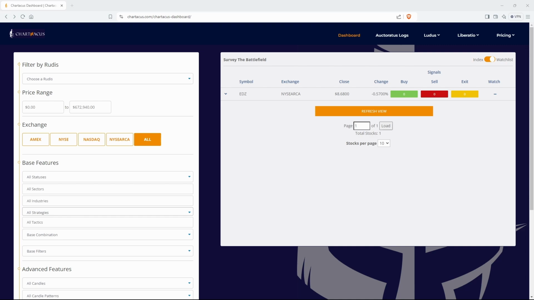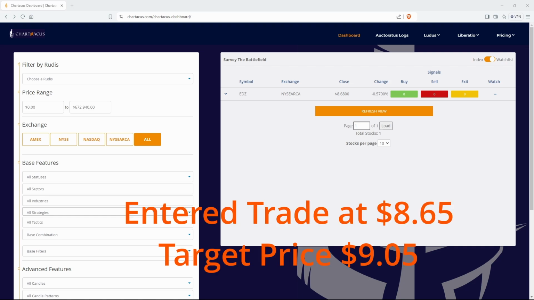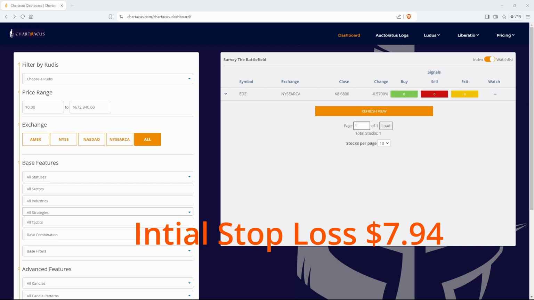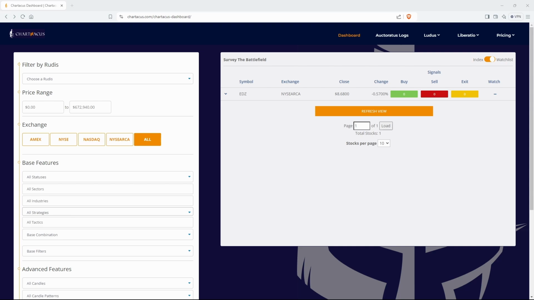Let's summarize how we got here. On day 1, we easily found this trade using the Chartacus High Performance Strategies tab. It was a trade signal generated by the custom-built strategy combination of strategy siege with tactic number 3. We entered the trade on Monday at $8.65 with a target price of $9.05 and with an initial stop of $7.94, which was risking about 9.5% of our trade. Please remember this was a simulation trade only and not one we would have entered due to the skewed risk-reward.